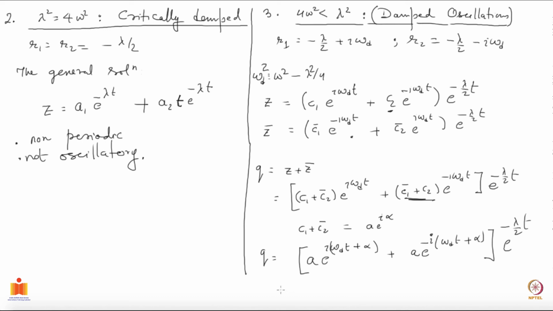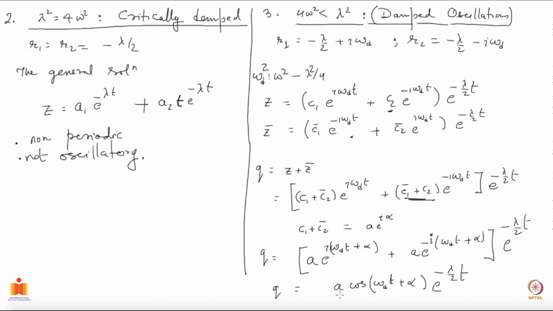Which is nothing but, so I can write down my solution Q as a cos of omega d t plus alpha, times e to the minus lambda over 2 t. That's our most general solution. Here I'm again absorbing all the overall factors of 2 in the constant a. So this is the most general solution.